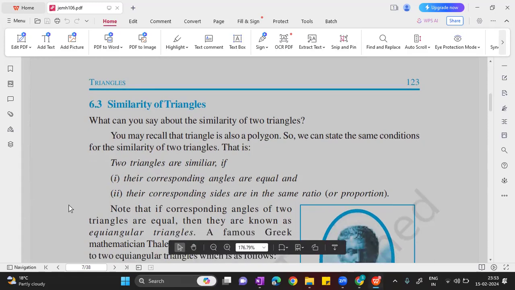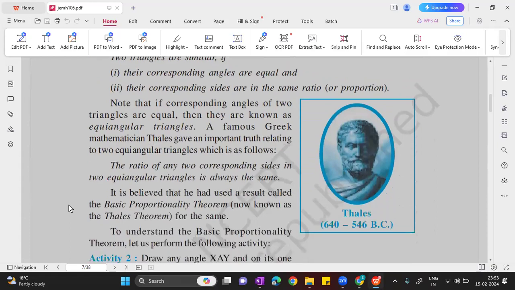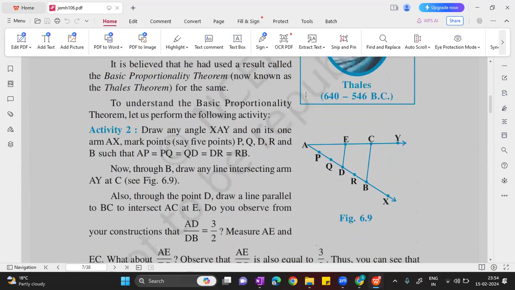So see, remember these two conditions. With these two conditions, you can do almost a lot of questions from the topic triangle. Now, in this exercise, which is exercise 6.2, the main thing is coming, which is called BPT. In short form, we call this BPT. What is the BPT full form? Basic Proportionality Theorem.